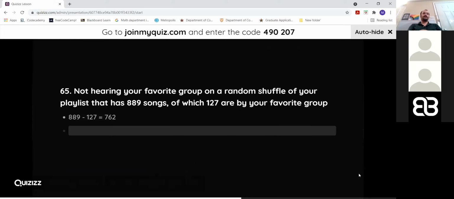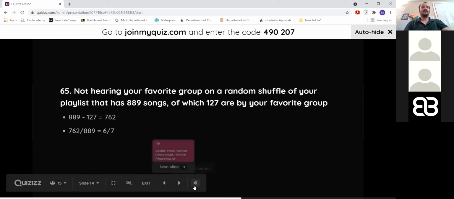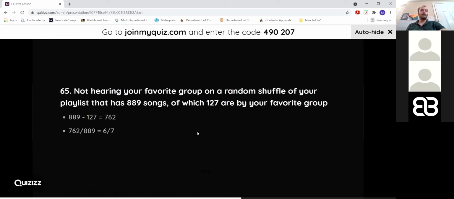If we want to know, this is what I did already. If we have 889 total, we take away 127 that are from our favorite artist. There are 762 that are not. So the probability that you won't hear something from your favorite group is 6/7. So if I select one song, there's a 6/7 chance it will not be my favorite group. Questions?